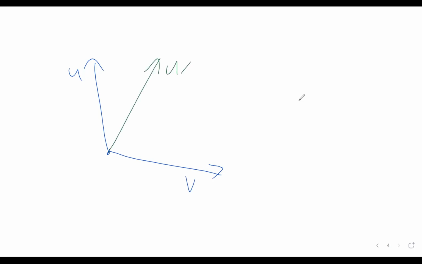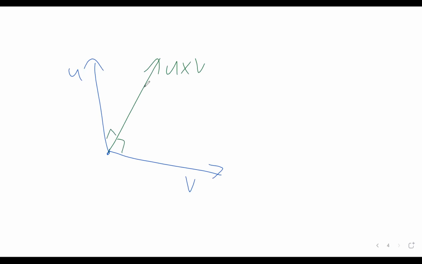If you have a vector U and a vector V, okay, that's a vector U and a vector V. If you were to find U cross V, it would be a vector that would be perpendicular to both U and V, okay?